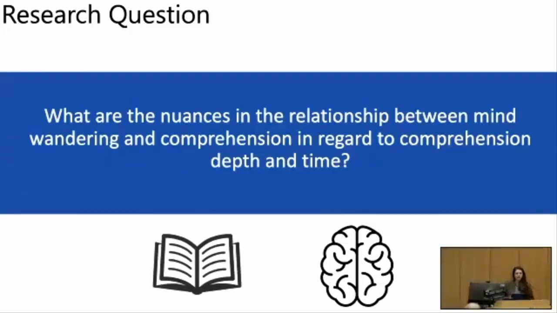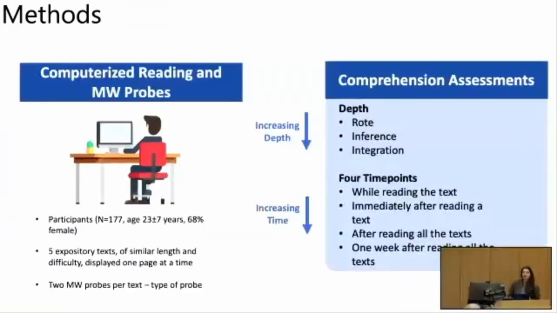So how we did this, we used a large data set of about 177 participants, and they read long connected texts. This data was collected as part of a larger study. Participants read 5 texts, each 10 pages in length, and it was all about the general concept of scientific methods. And then we probed them for mind wandering twice per text.